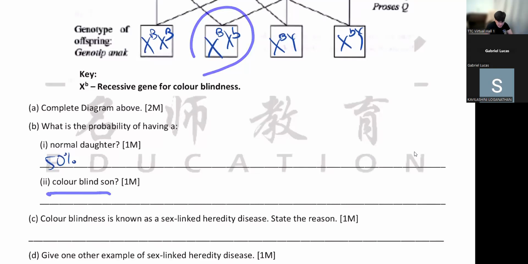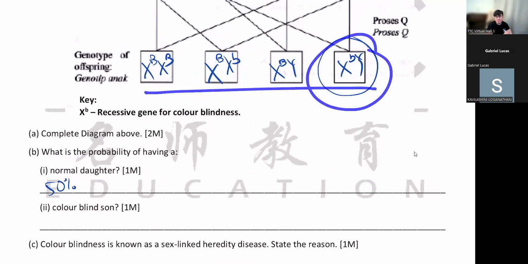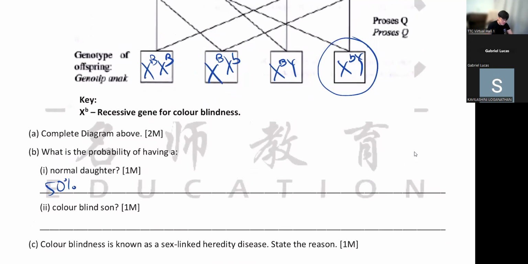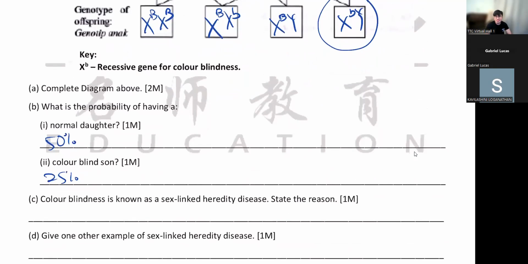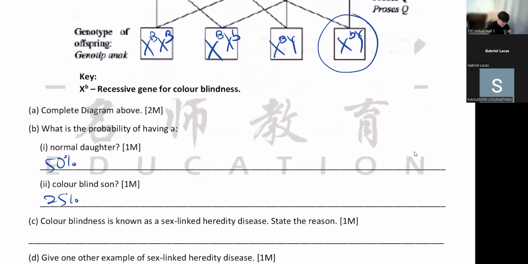So colorblind son, okay? So this is the colorblind son. Out of 4, there's only 1 possibility of colorblind son. So this would be 25%. Okay, guys, basic maths, don't tell me you don't know this. 25, 50, 75, 100. I hope this makes sense to you.